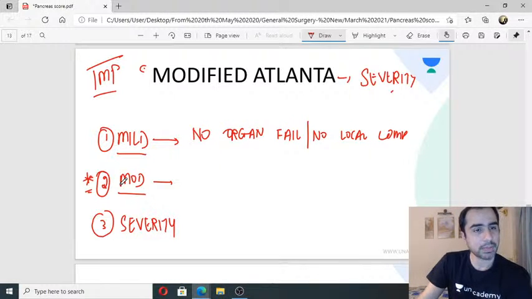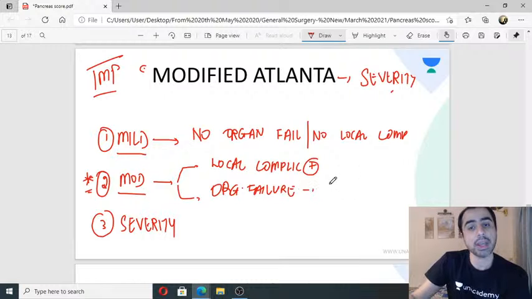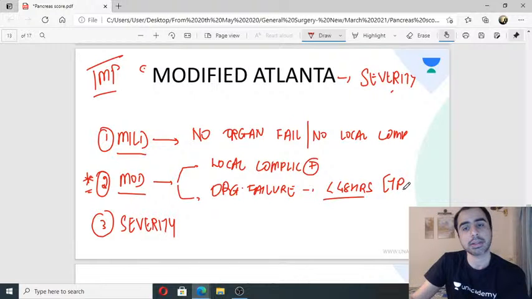What is moderate acute pancreatitis? Now, moderate acute pancreatitis means the patient should have either local complications, or he should have organ failure, but this organ failure should be of less than 48 hours duration. This is called transient organ failure. So he can have this or both. So I'll write it as and/or.